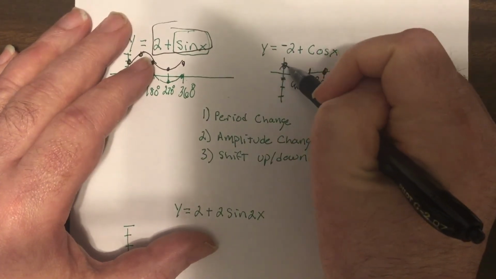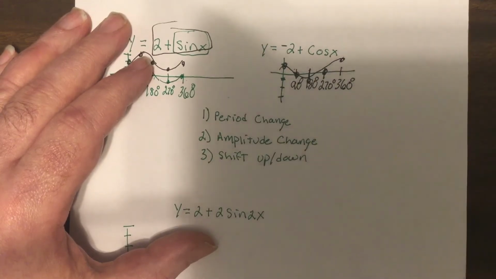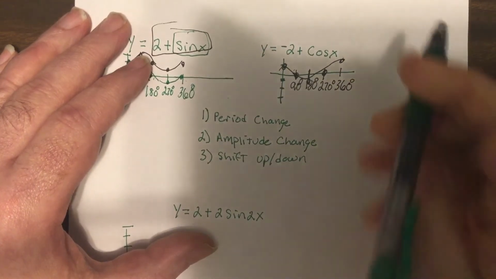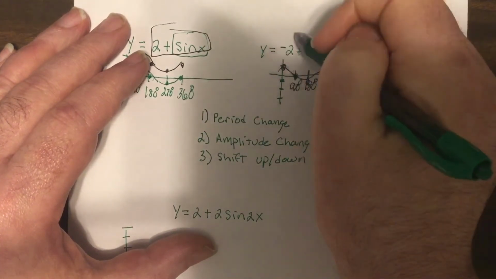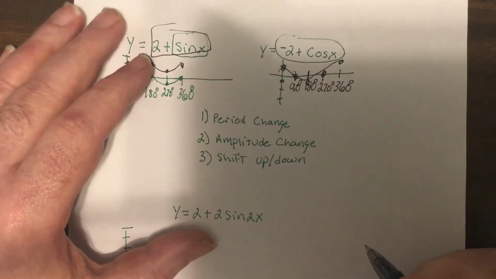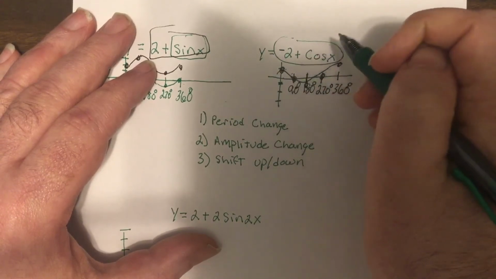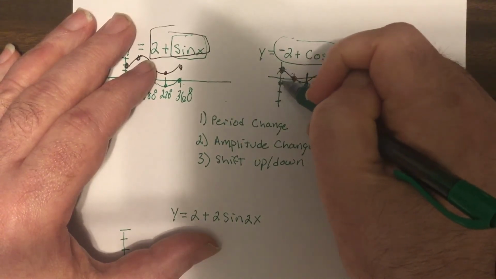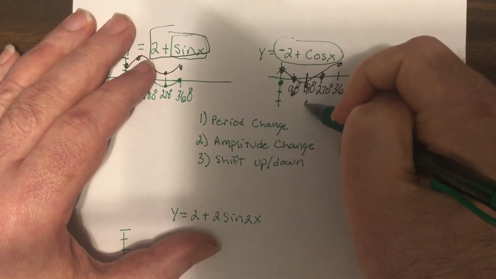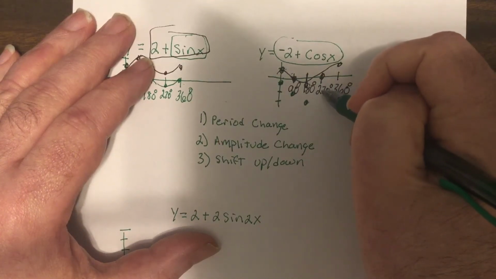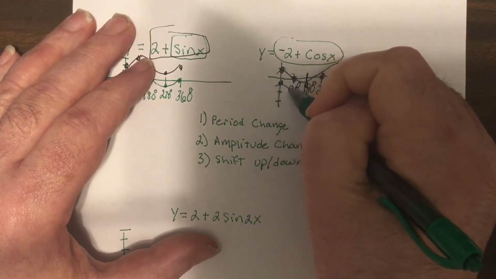So I'm going to graph the whole thing in green. So I'm going to bring the whole thing down 2. So down 2. Down 2. Down 2. Down 2. Down 2.